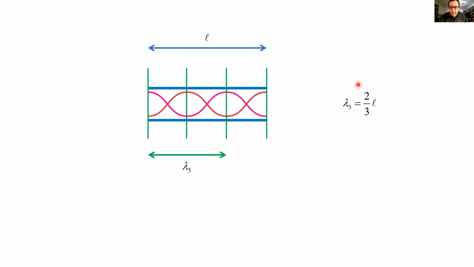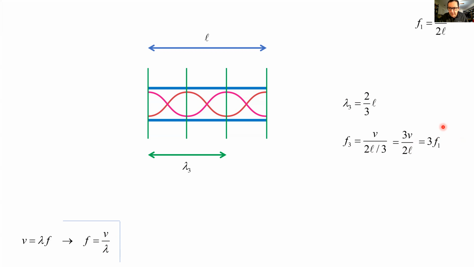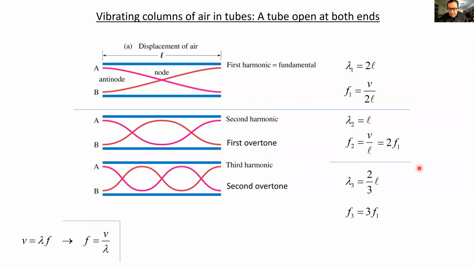Okay. So once again, let's plug that into this. Frequency is the speed over the wavelength. So V divided by that wavelength, 2L over 3, which can be written like this. And remembering that the fundamental frequency was this V over 2L, we see that this is 3 times the fundamental frequency. Okay, so we have this result.